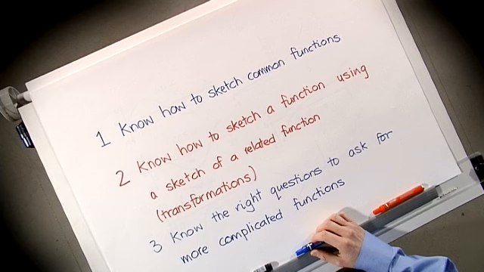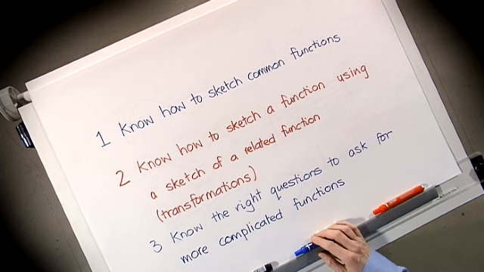Curve sketching is something that many people find hard. And one of the reasons is that there's not a single set of instructions that are the same every time. However, there are some things that are important to be able to do if you are going to be able to do curve sketching. The first is to know how to sketch some common functions, and we'll look at those shortly. The second, and that's the subject of this video, is knowing how to sketch a function using a sketch of a related function, in other words, using transformations. And the third is, for more complicated functions, knowing what questions to ask to help you to sketch that function.